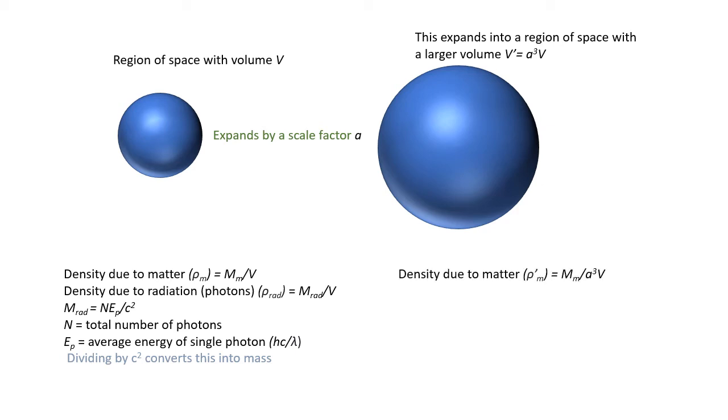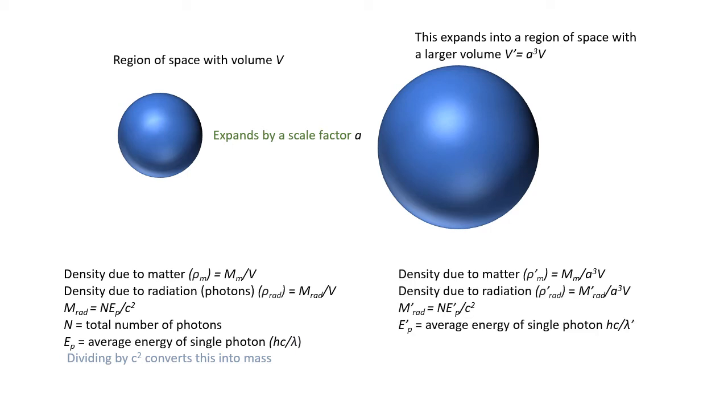In our new volume, V', the density due to matter is simply mass divided by volume, so it's a factor of A cubed smaller. The density due to photons is the mass in photons divided by the volume, where the mass in photons is again number of photons times energy divided by c squared.